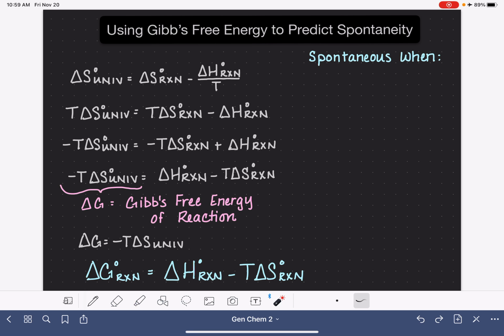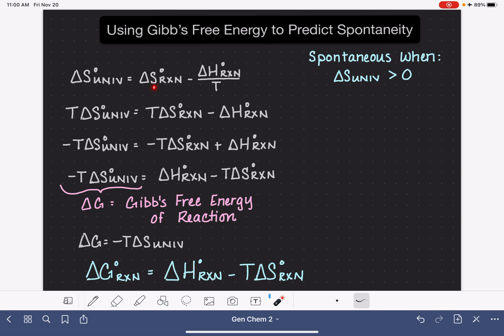So let's now take a look at the spontaneity, how we can use these different terms to predict the spontaneity of the reaction. Starting up here at the top, in the previous video, I told you that a reaction or a process was spontaneous when the delta S of the universe was a positive number. So we're just going to say delta S of the universe is greater than 0.